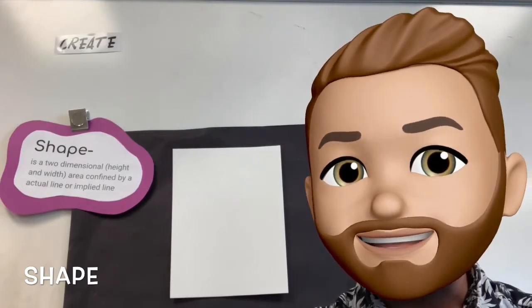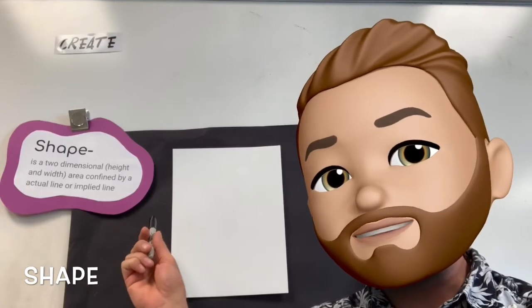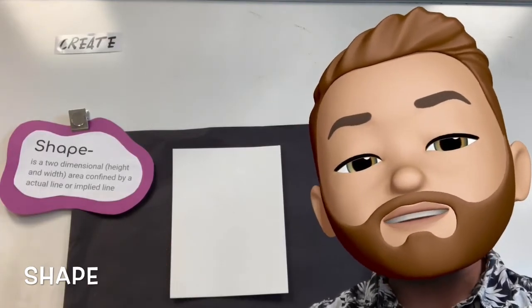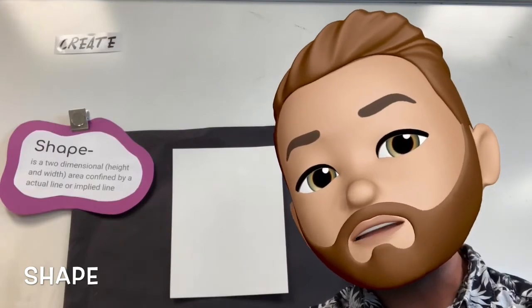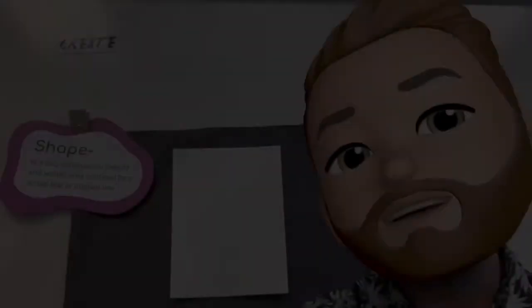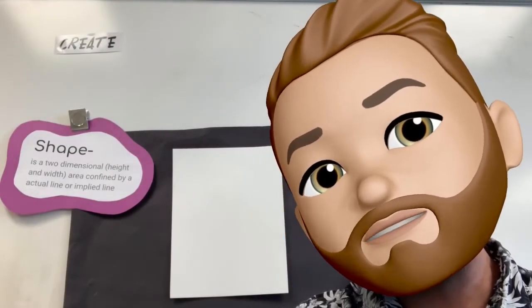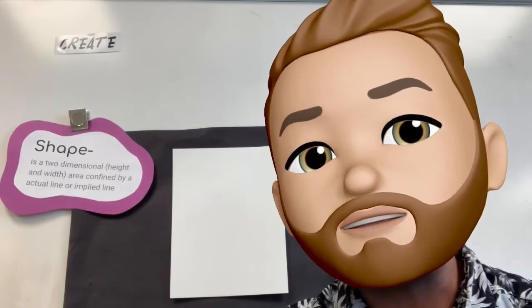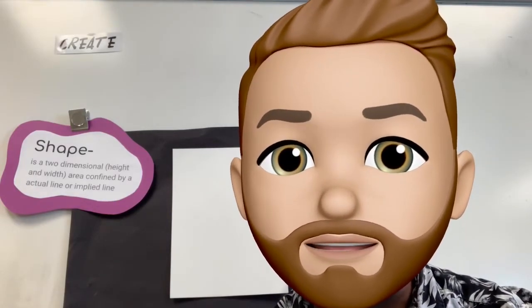Our lesson today is on shape. Shape, which you see the definition here, is a two-dimensional area that's confined by an actual or implied line. Now you may be wondering, what is an implied line? An implied line is a line like the lines around a cloud. You don't actually see lines, but you know that that cloud shape is there. So that would be an example of an implied line.